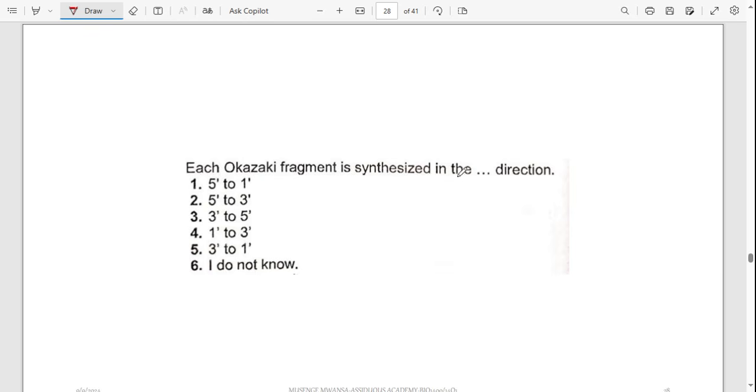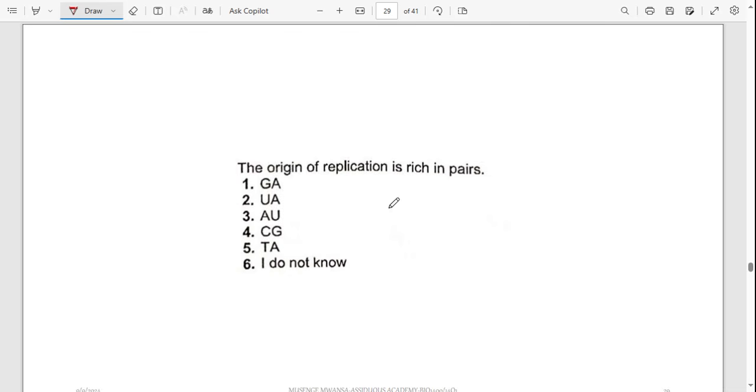Each Okazaki fragment is synthesized in the 5' to 3' direction, because Okazaki fragments are made by DNA polymerase, and DNA polymerase can only synthesize in the 5' to 3' direction. Okay. The origin of replication fork is reaching. Remember, adenine and thymine have 2 bonds, cytosine and guanine have 3 bonds. So which one is easier to separate? A and T, that's why the replication fork is reaching these two.